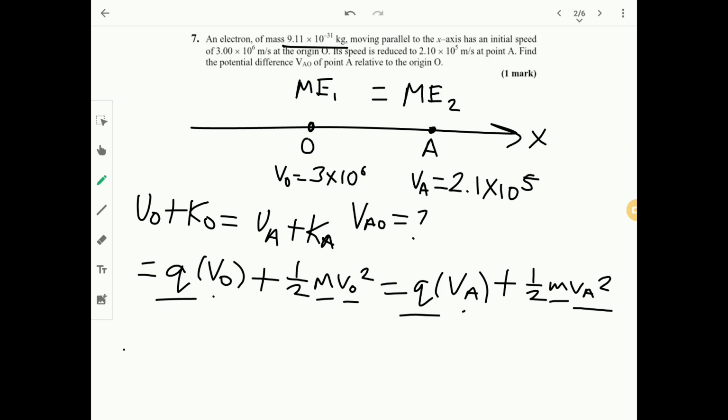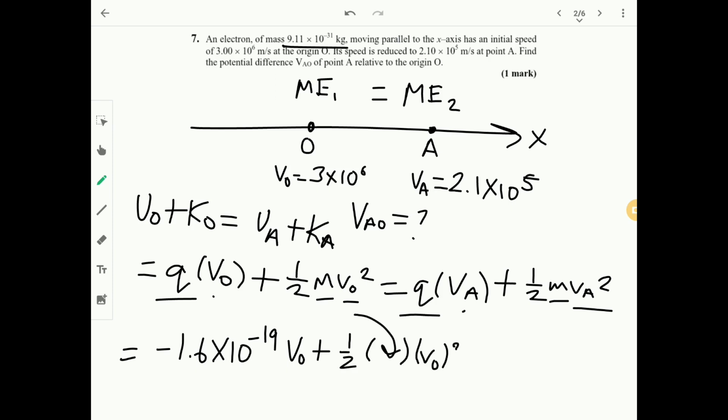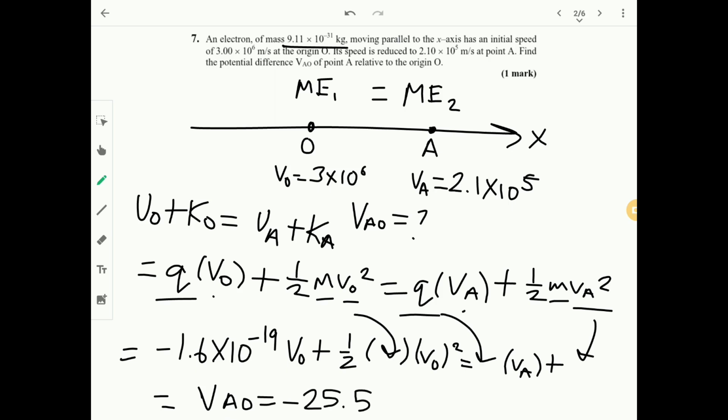So when we solve, the charge of an electron is minus 1.6 times 10 to the minus 19, V0 plus half the mass. You substitute V0, the same charge, you substitute VA, and then you just substitute. I don't have the space here, so I'll just write, you should get VAO to be minus 25.5 volts. So it's going from a higher to a lower potential, right?